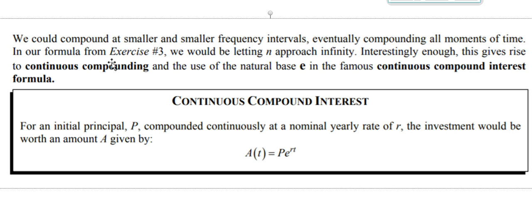Now that we did compounding at specific times, we're going to do compounding continuously. So it's going on forever and ever. Every moment it's being compounded. So the continuous compound interest formula: for an initial principal P compounded continuously at a nominal yearly rate of R, the investment would be worth an amount A given by A of T equals P e to the R T. Remember, we just got done using the e and the natural log, so this is nothing new. Just so you're aware, this is known as the PERT formula.